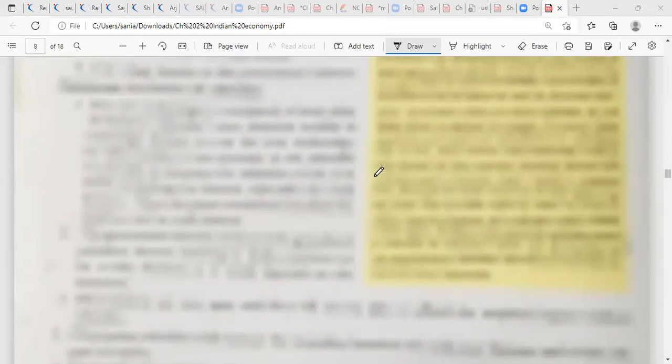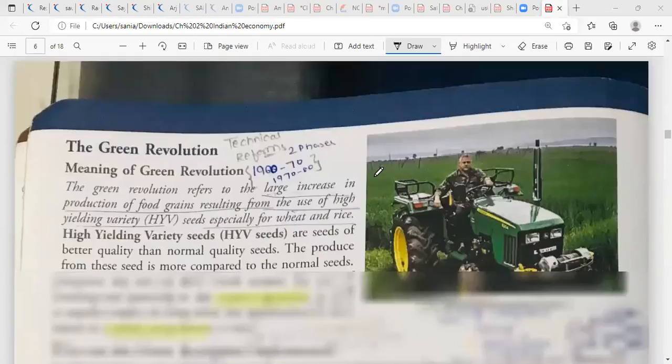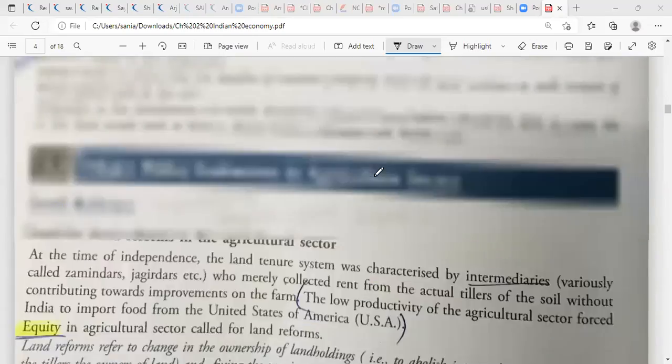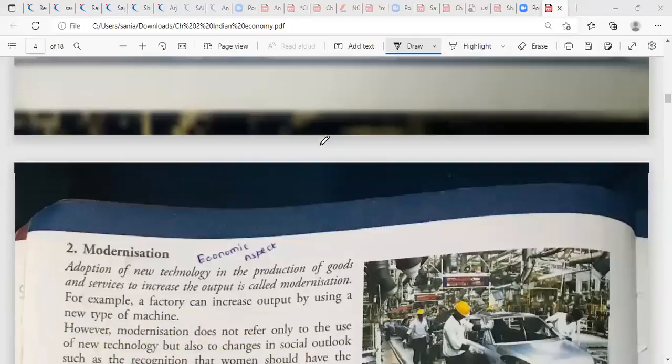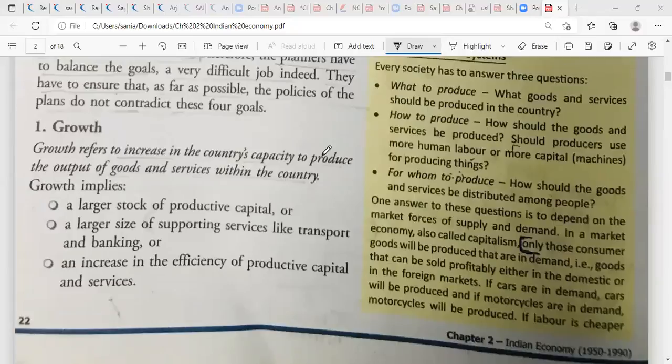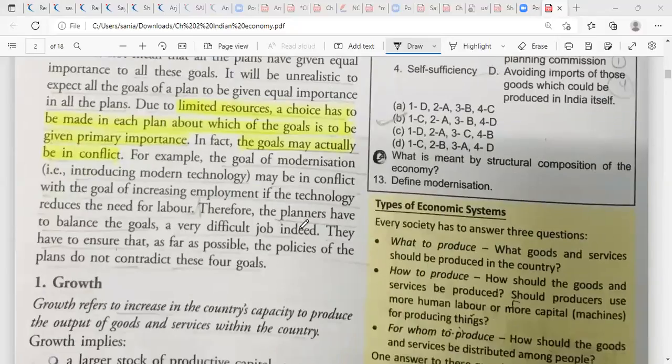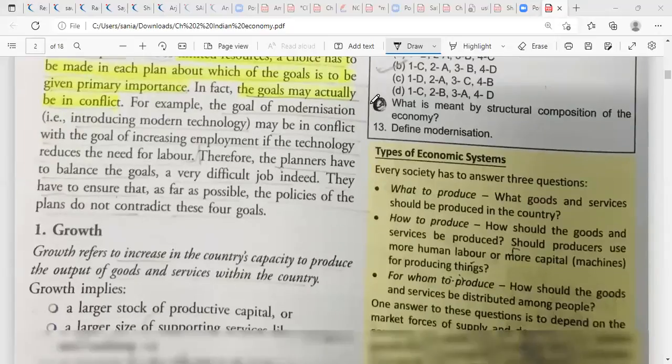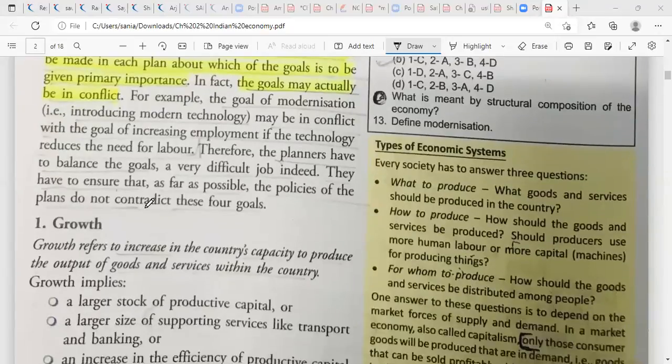To start from goals, right? Yes, ma'am. We wrote till just the heading of the equity. Till that we wrote, just written the goals, the names. Yes, ma'am. And the planners have to balance the goals. Something about goals as well, right? Yes, ma'am. Oh, so now we'll start.